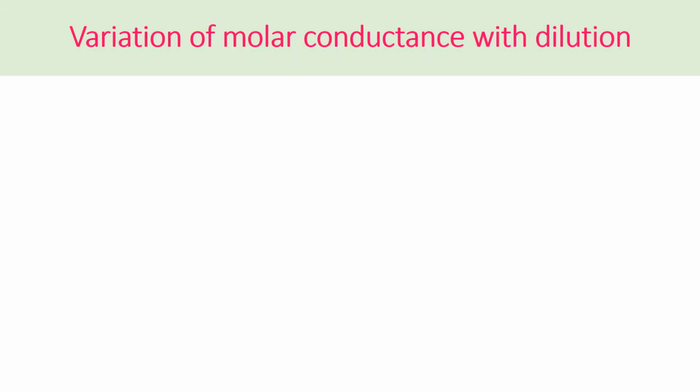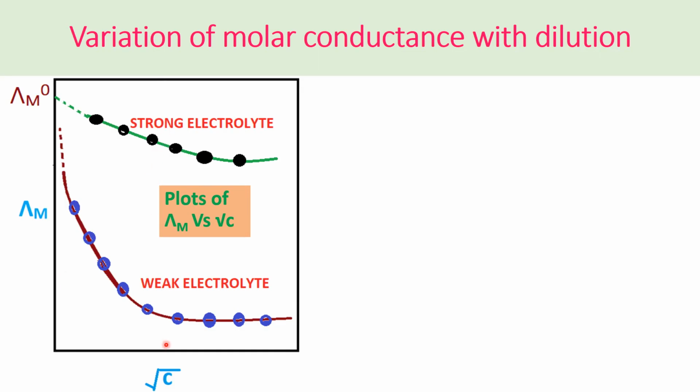Variation of molar conductance with dilution. Here you can see the plot of lambda m versus root c for both strong and weak electrolytes. We know the increase in lambda m with dilution occurs for both strong and weak electrolytes, but the manner in which it occurs is found to be different for different types of electrolytes. Okay, the difference in behavior is reflected in this plot. That is, for a strong electrolyte, you can see the increase in lambda m with increasing dilution is rather slow when compared to a weak electrolyte.